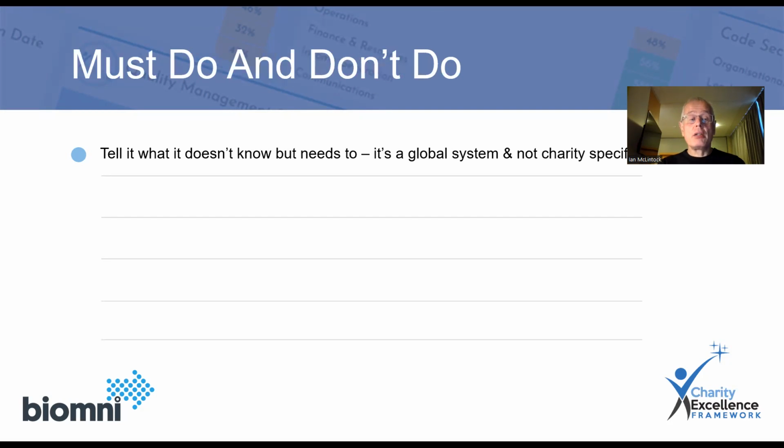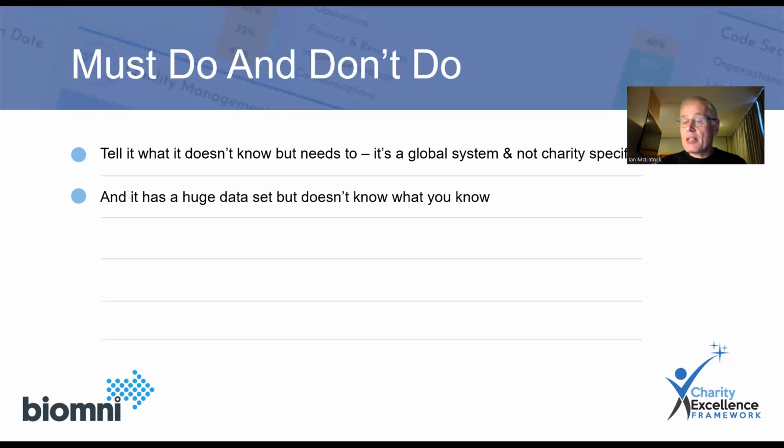So, must do and doesn't do. Tell it what it doesn't know. If it's going to write a funding bid for you, you have to give it lots of information. So you tell it what it doesn't know. It's a global system. It is not charity specific. So I hear people dropping in and saying, write me a funding bid. It's auto-completing. It wants to help you. It will write you a funding bid. It will probably be a Janet and John thing and very short, for a US company. But it is what it asks. So you need to tell it what it doesn't know.